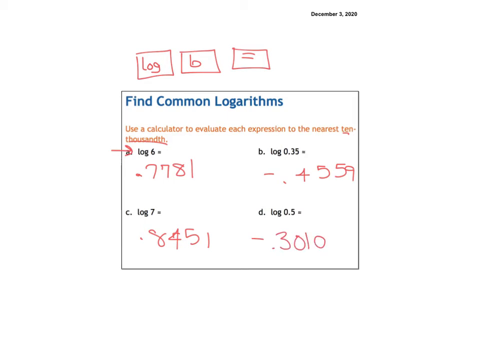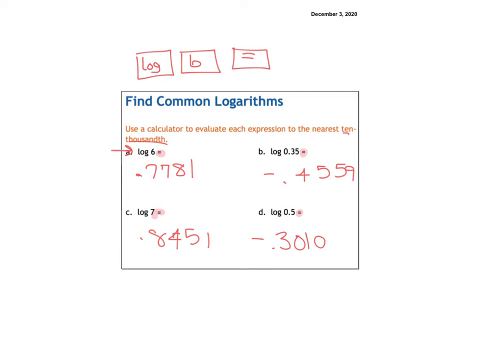Now you'll notice that each of these has this squiggly equal sign next to it. That means we're estimating. And we are estimating because we do have to round our answer. So it's not an exact answer, it is rounded.